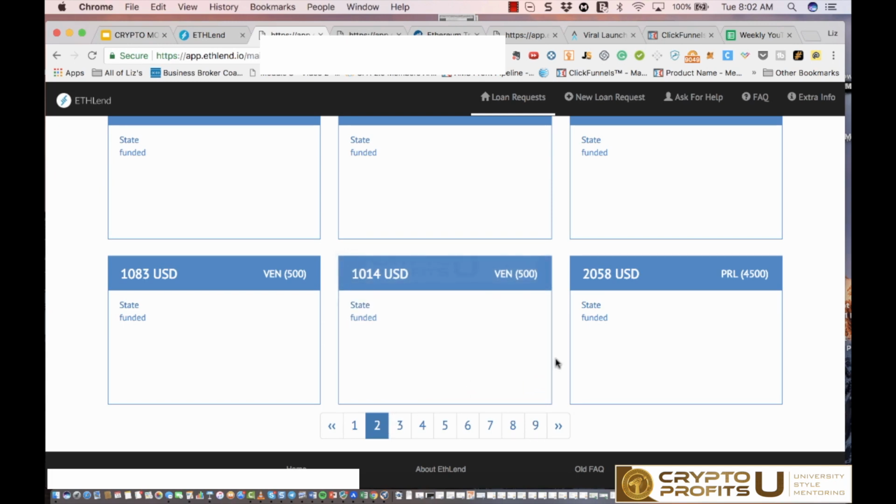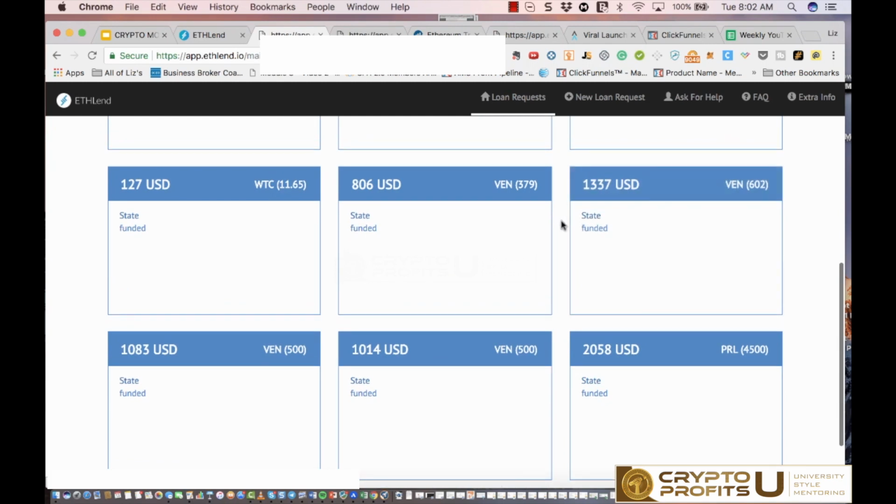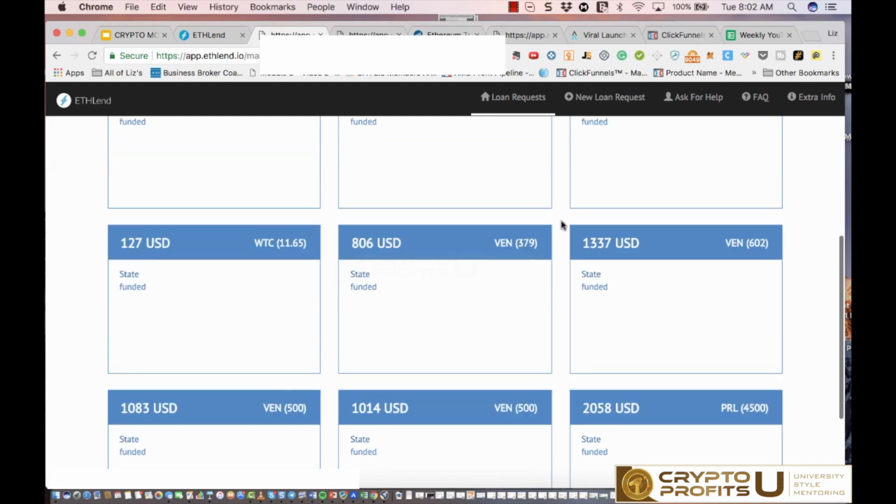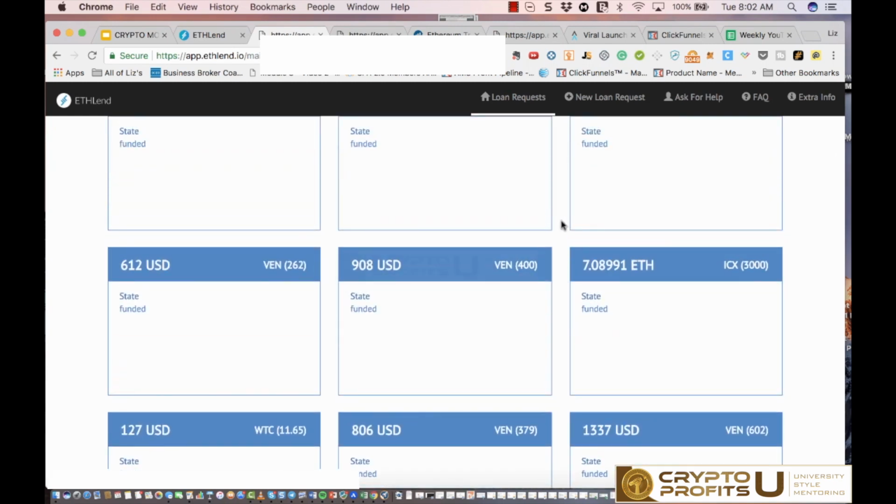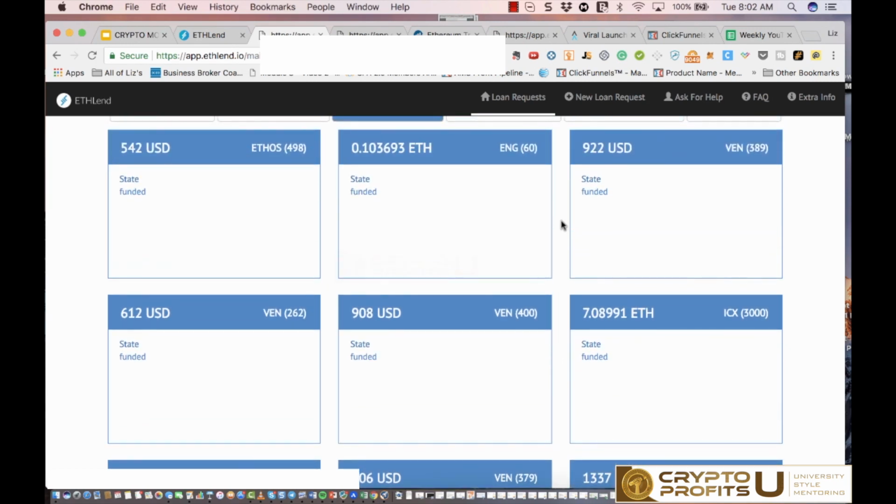I think we're on the next page. Here's 500 Ven for 1,000, 500 Ven for 1,083, 600 Ven for 1,337. So I'm noticing a lot of them with Ven, and it seems to be eaten up right now. Here's one with ICX for 3,000 ICX. Let me take a look. I know I have ICX.